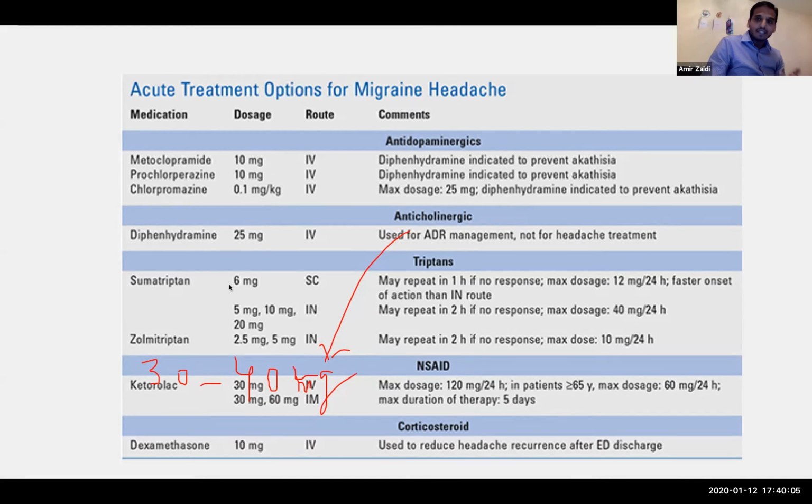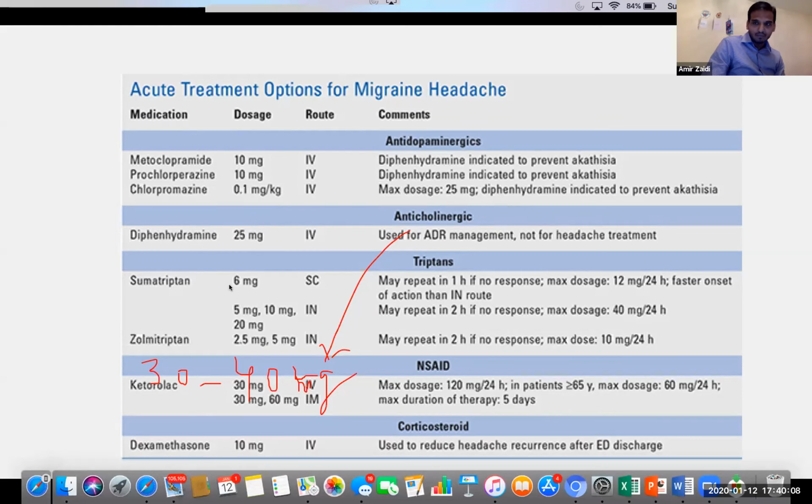The other important learning point from here is that combining the naproxen along with sumatriptan is much more effective than giving either sumatriptan or naproxen alone. So that's the other key point.